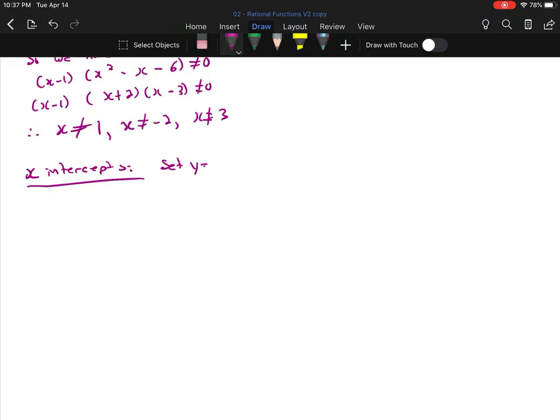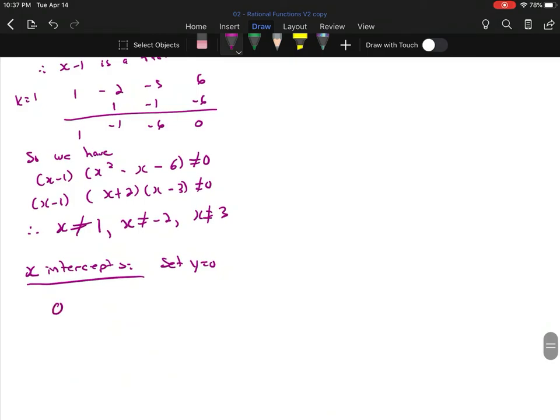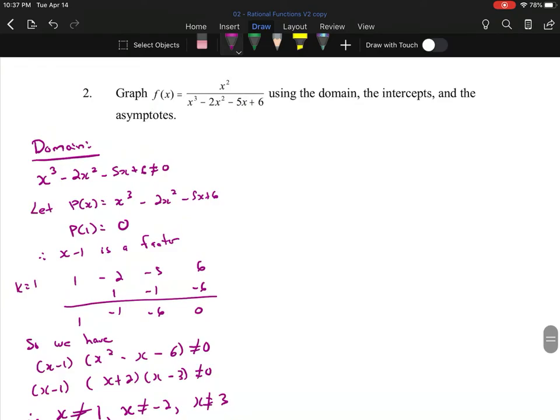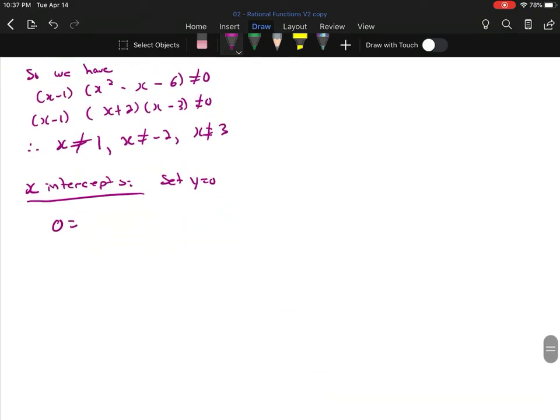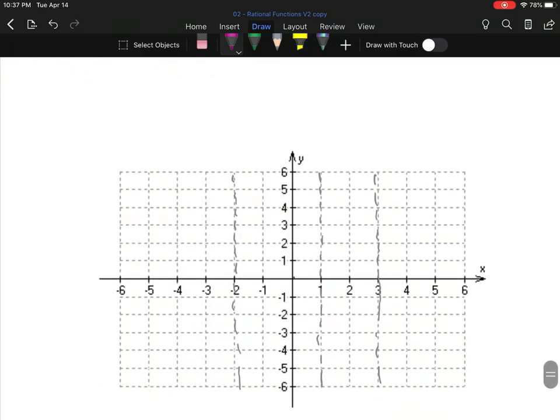For x-intercepts, we set y equal to 0. So y equals 0, I get 0 equals x squared over x cubed minus 2x squared minus 5x plus 6. That whole denominator is going to come over and multiply by the 0. I'm going to get 0 equals x squared. So I get an x-intercept of 0. Let me put that on my graph. It doesn't seem like a big deal, but it really helps.